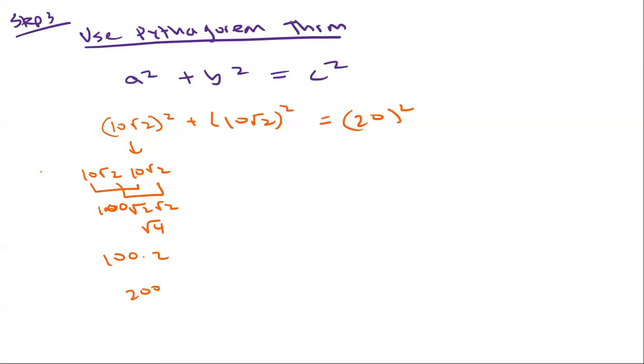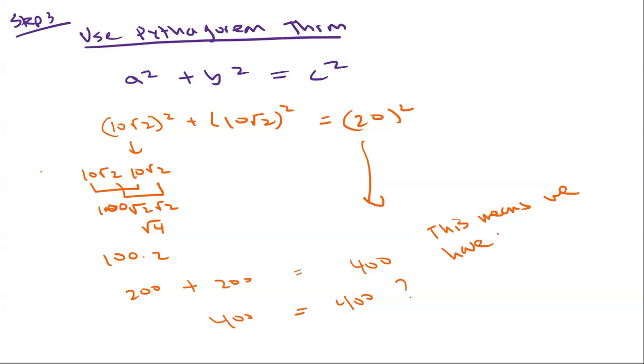And this is exactly the same thing for this other 10 radical 2, so we don't have to go through the whole process again. We'll just say that that's 200. And then down here on the right is 20 squared, which is going to be 400. So 200 plus 200 is 400, and that's equal to our outcome of 400. So the question is, what does this mean? This means we have a right triangle.